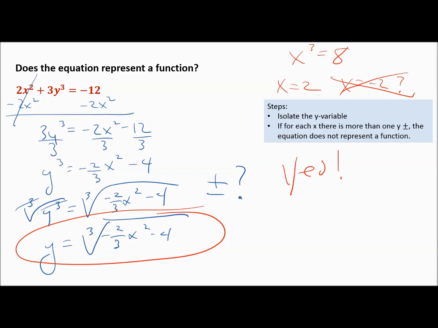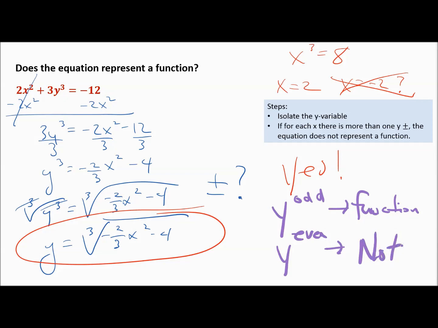Okay, so summary, here we go. If you have a y to an odd exponent, like y to the first, y to the third, y to the fifth, you're going to be dealing with a function. Now you've got to be careful. I'm talking about basic polynomial equations going on right here, so I'm not dealing with trig functions or anything like that. This is just the basic stuff we've got going on here, polynomial equations. If I have y to an even power, that is not a function because you have that plus or minus every time you try to get the y by itself.